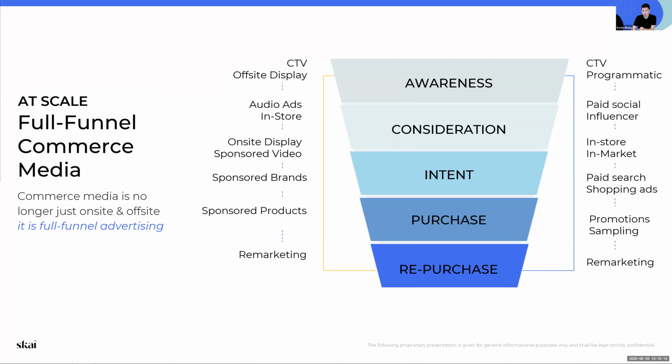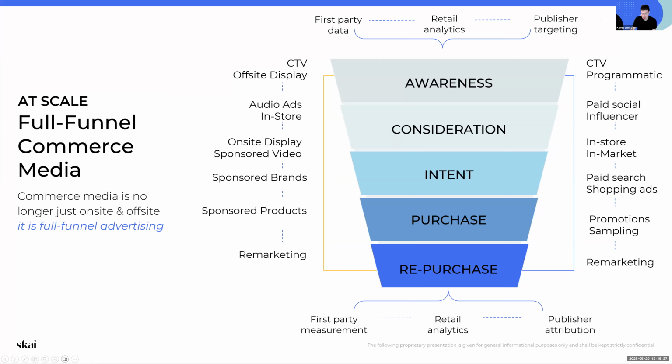And much of this on the right can count towards your ACP or your JVP, for the larger brands or agencies. This is kind of table stakes for how you do this. You're already executing a lot of this. And of course, you want to use first party data. You want to use retail analytics from Scintilla, publisher targeting. And in terms of measurement, you want to not only look at your own first party measurement or the tools that you use to measure, but also retail analytics like Scintilla and publisher attribution.